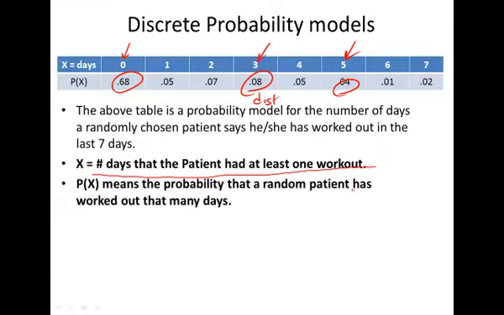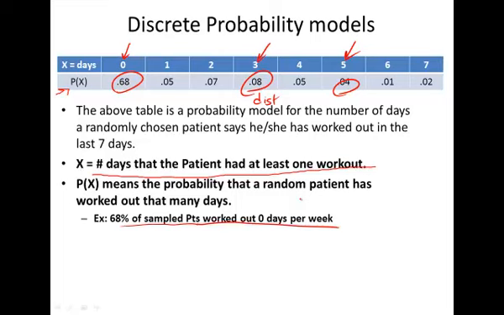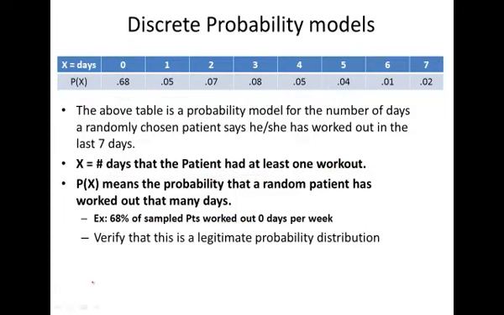All right, so let's ask a question about it here. The probability P of x means the probability that a random patient has worked out that many days. So again, 68% of the sample patients worked out 0 days per week, and that's represented by this information here. We've already verified that the sum of all the P of x's is 1.